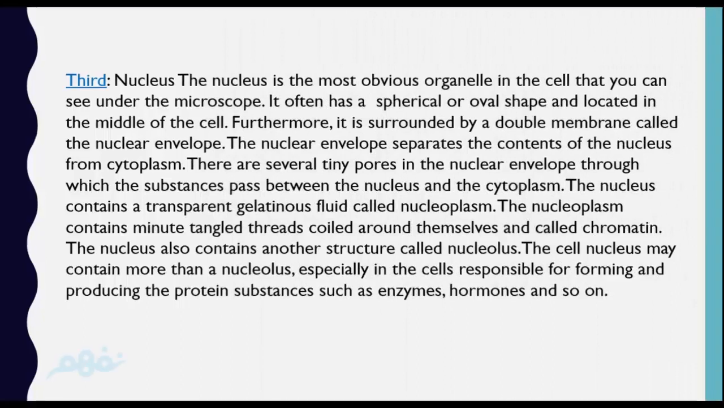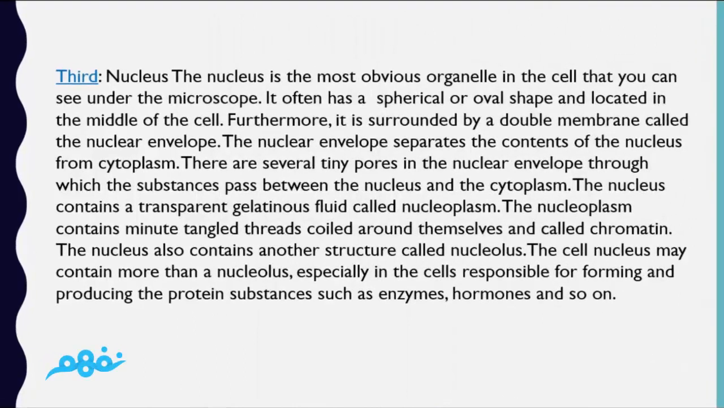Thirdly, we will talk about the nucleus. It is the most obvious organelle in the cell that you can see under the microscope. It often has a spherical or oval shape and is located in the middle of the cell.